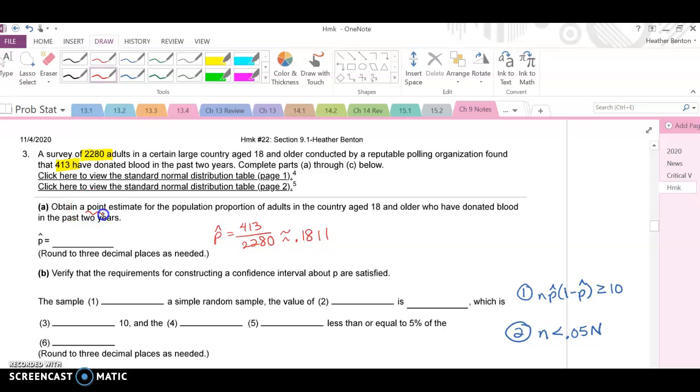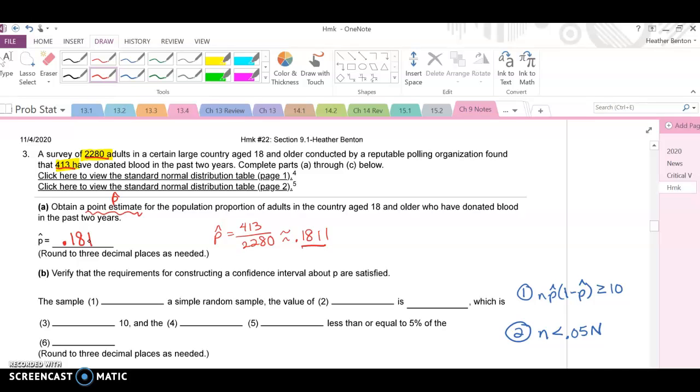So that's point estimate, that's our p hat, for the population proportion of adults who have donated blood in the last 2 years. So for us, that's the 413 out of 2,280. So that divided out comes out to 0.1811. So to 3 decimal places, 0.181.